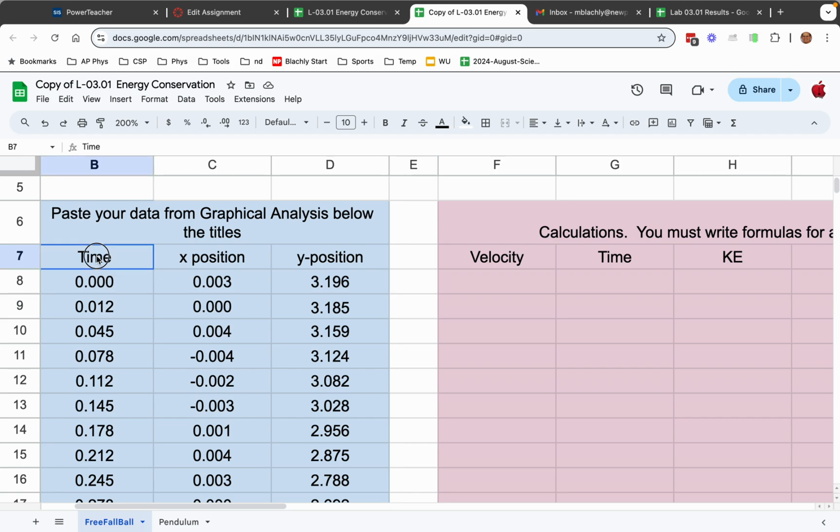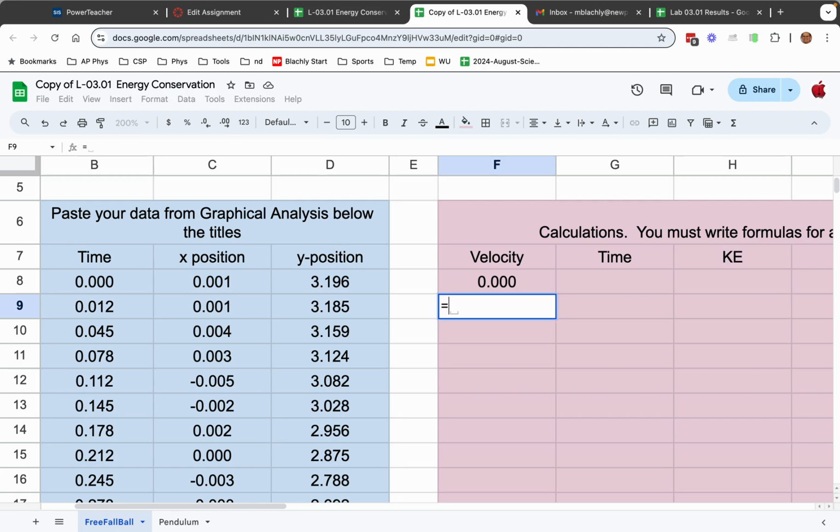So now that you have your data in these columns here, we have to do some calculations. The first thing we have to do is calculate the velocity. So what we're going to do is start off with the velocity of 0, because initially the ball was not moving, it was dropped. In the next cell below it, right here, we need to write a formula. And the way we find velocity is we take the distance it has traveled and divide it by the time. So we're going to write a formula.